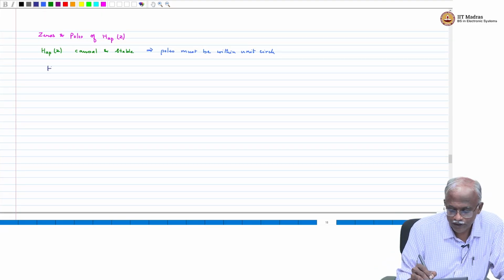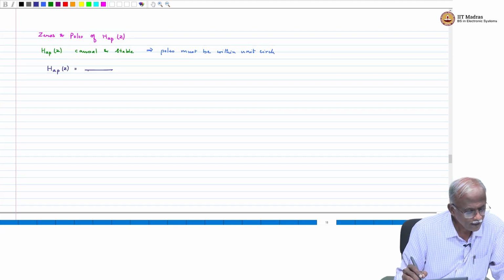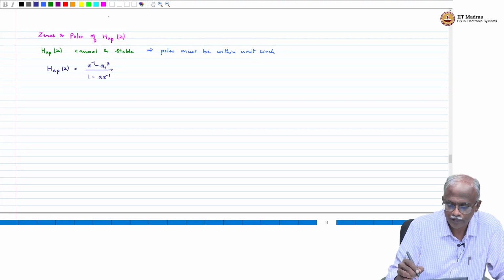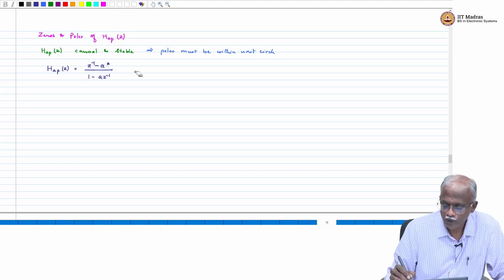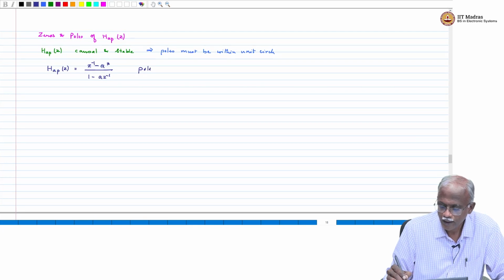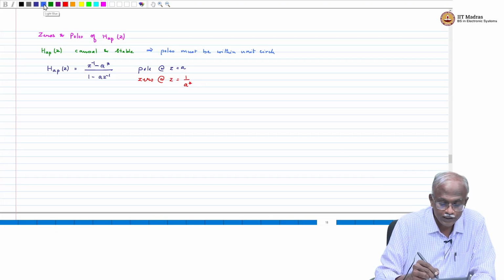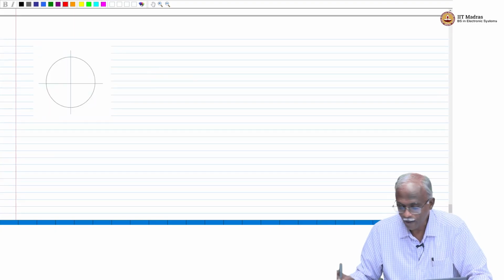However, in an all-pass function, there is a very interesting relationship. Remember, we got a relationship, 1 minus a z inverse over z inverse minus a conjugate. Okay, so where is the pole? The pole is at z equal to a. Where is the 0? The 0 is at z equal to 1 by a conjugate. Okay, so I want you to first sketch this.